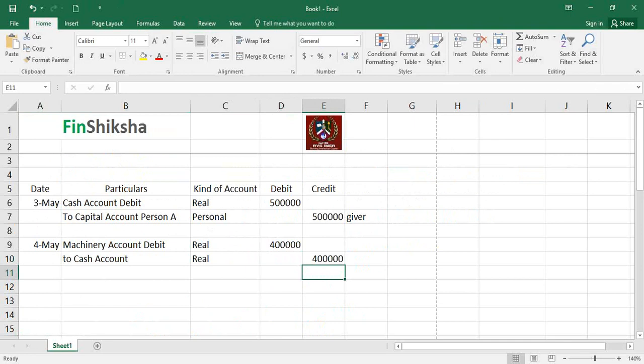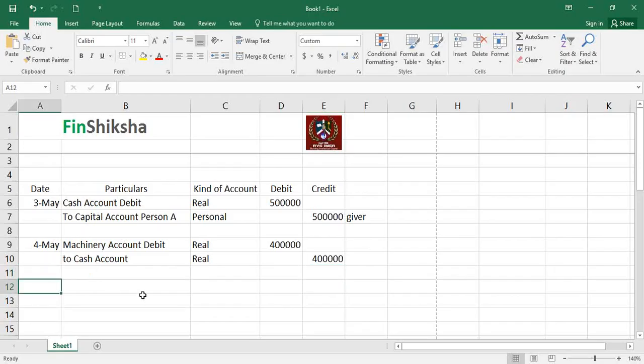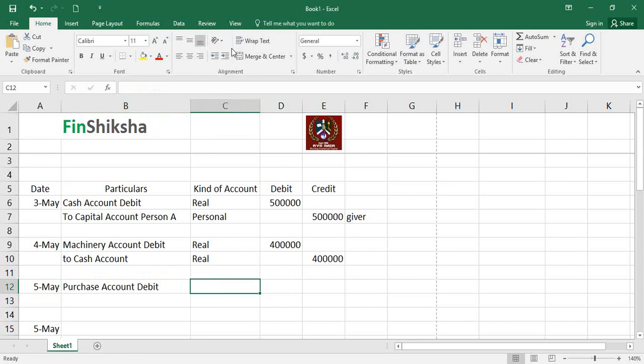Let's move ahead to the next transaction. We have 5th May, purchased goods worth 20,000 from supplier ABC on credit, and 5th May, purchased goods worth 20,000 from supplier DEF on cash, right? So 5th of May and 5th of May, there'll be two transactions. Purchase account. Purchase account is again a real account. So purchase account gets debited, right? Purchase account gets debited.